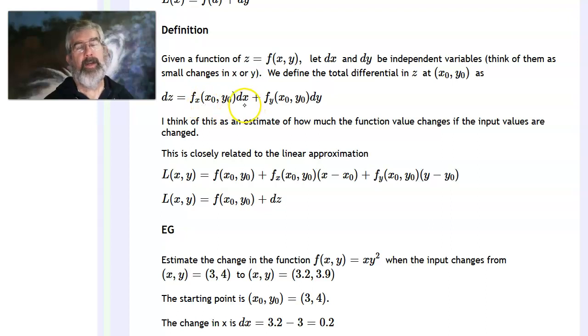Slope in the x direction times change in the x direction is a little bit of change in the output. Slope in the y direction times the change in the y direction is, again, a little bit of change in the output. Add them up for the total change.